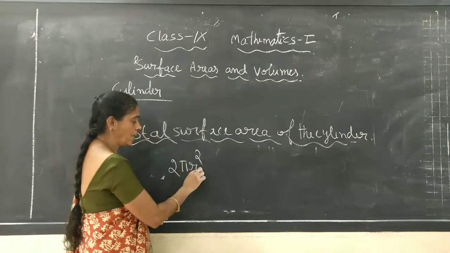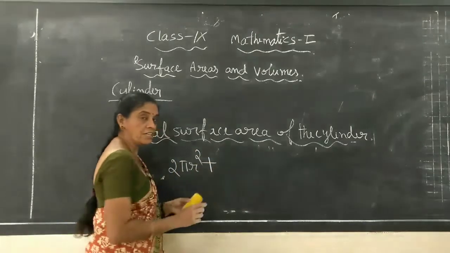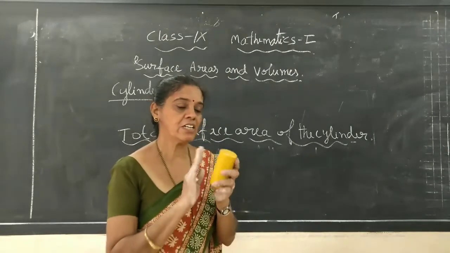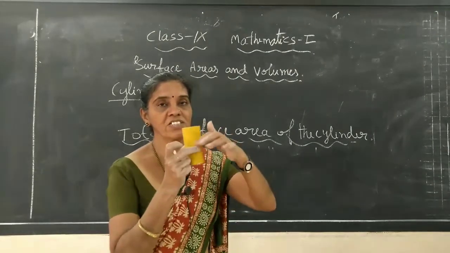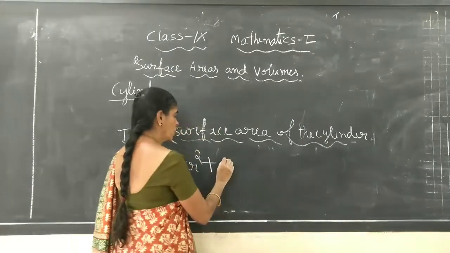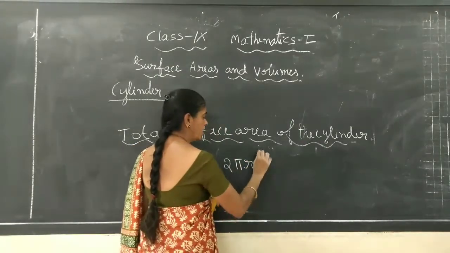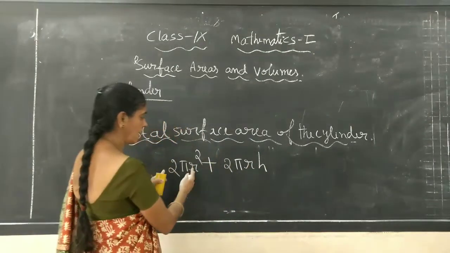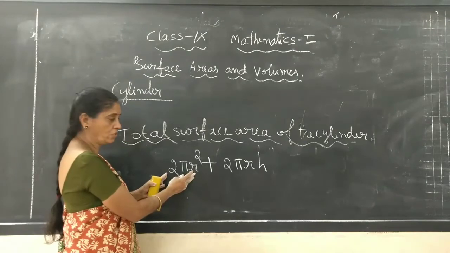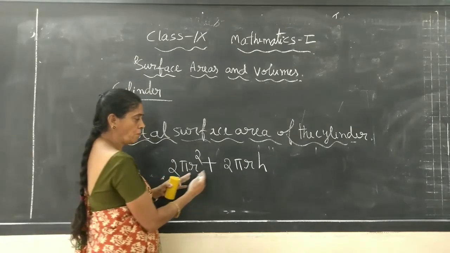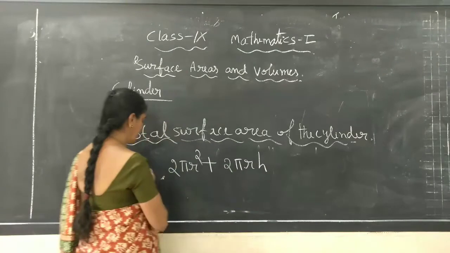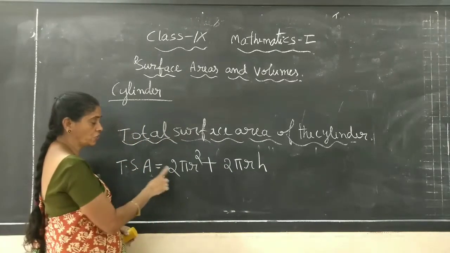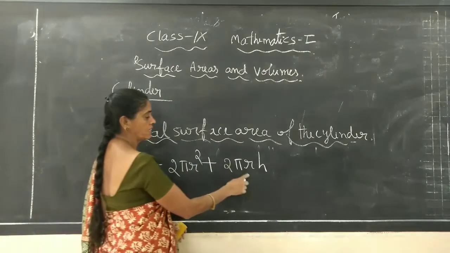So 2 pi r square plus, now this area also we have to consider for the total surface area of the cylinder. Just now we got the curved surface area, it is 2 pi r h. This is the area of the two circular bases, given by 2 pi r square, plus the curved surface area 2 pi r h. That is the total surface area. Total surface area is equal to 2 pi r square plus 2 pi r h.